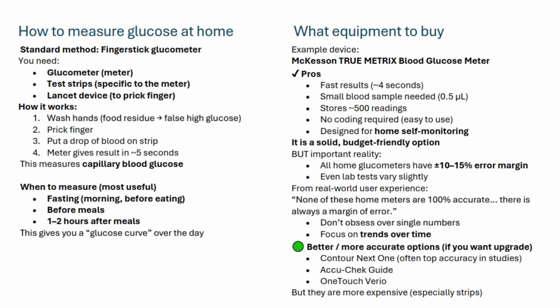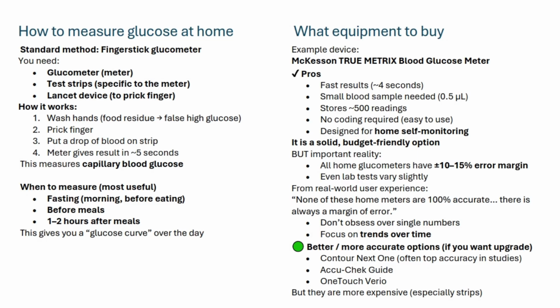It offers fast results, requires a small blood sample, can store around 500 readings, and is user-friendly with no coding needed. However, it is important to note that all home glucometers have an error margin of plus 10 to 15%, similar to lab tests. Users are advised not to fixate on individual readings but to focus on trends over time.